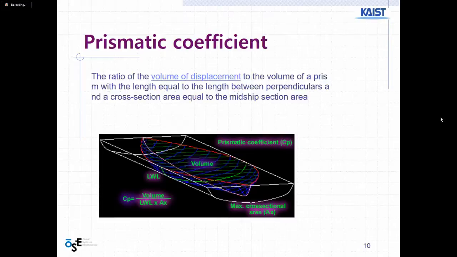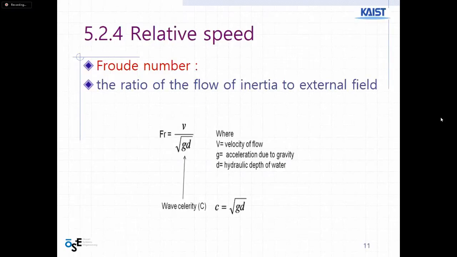And this one, instead of being concerned with the area of the rectangle, is concerned with the area of the prism. So you can see the formula there. And the Froude number is the ratio of the flow inertia to external field. As you can see, you can get it by the formula here.